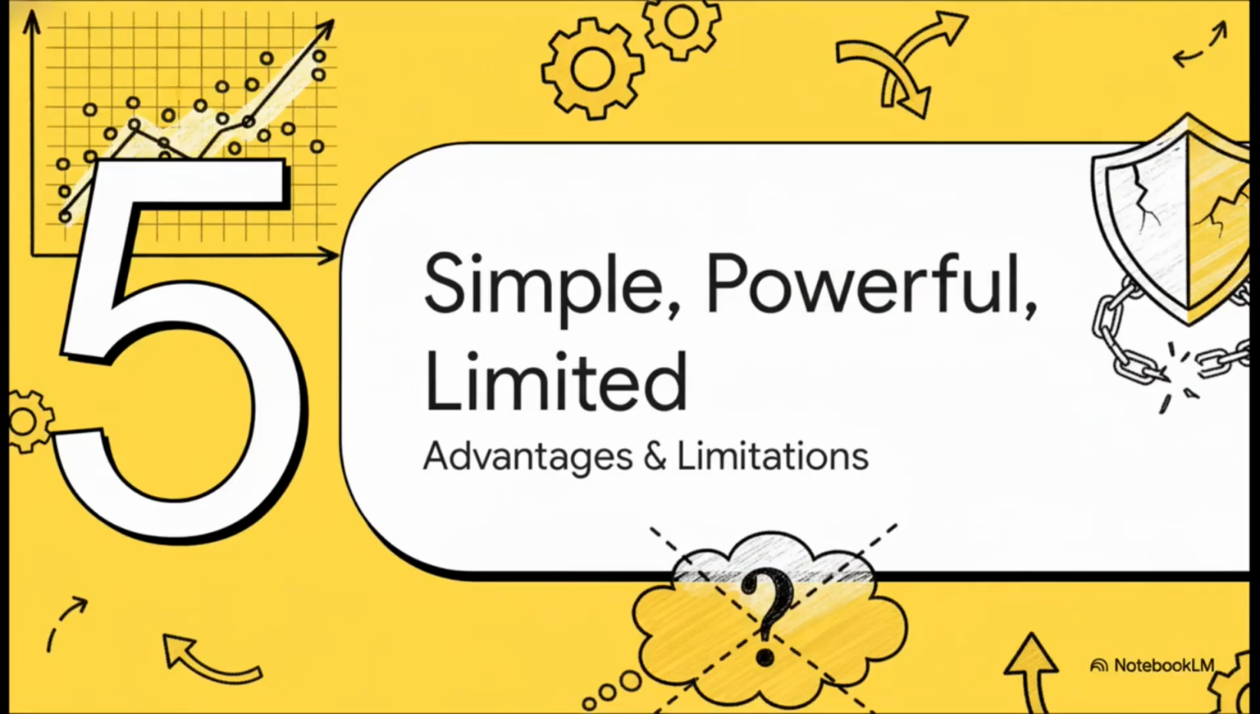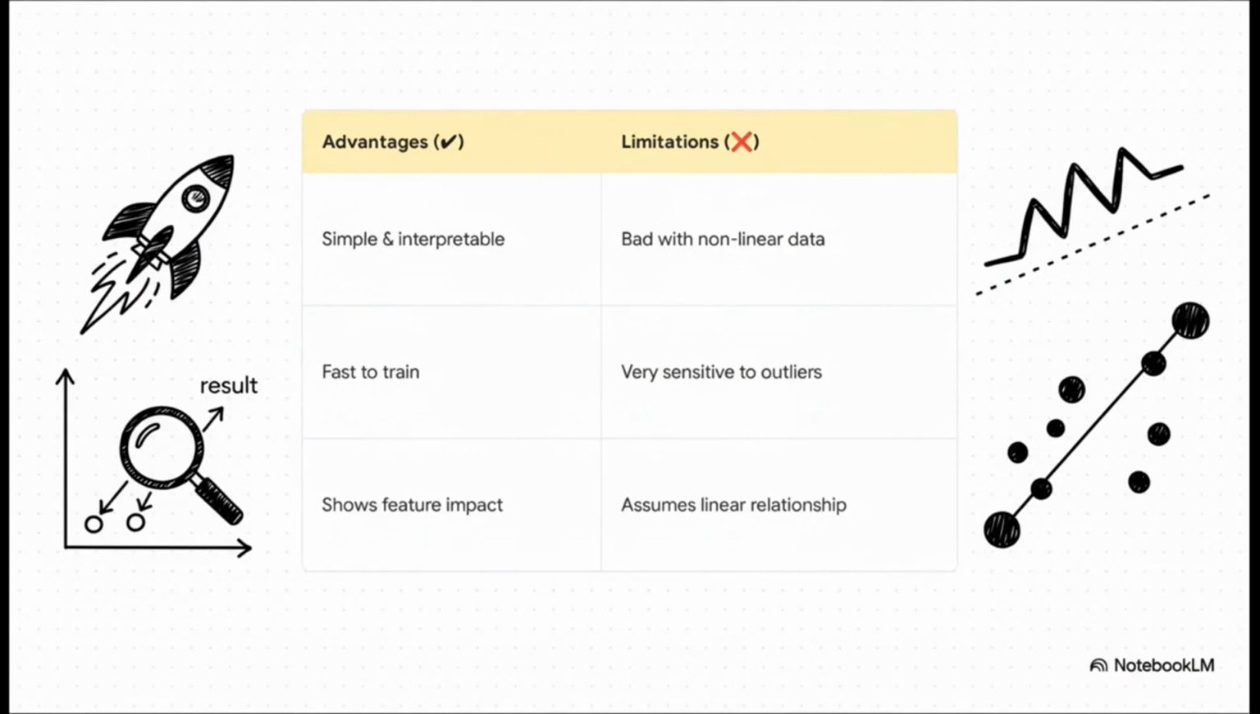So as we start to wrap this up, it's pretty clear that linear regression is a fantastic tool. It's simple, it's powerful, and it's easy to understand. But it's not a silver bullet. It has some really important limitations you have to know about. On the plus side, it's simple and it's fast, and you can look right at it and see exactly how each part affects the outcome.